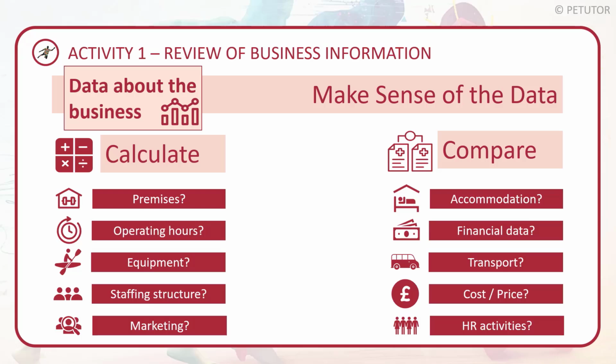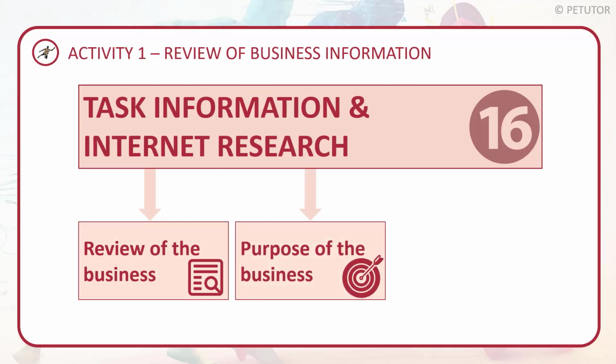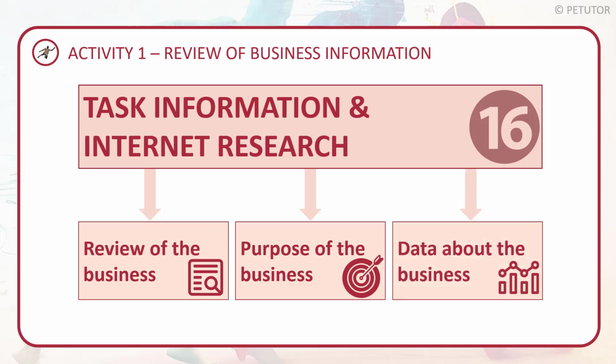Now, once they've done that, and just a reminder, in order to get into those top bands on the mark scheme, they need to be looking not just at the case study business, but at the rival business. Now, if they've already done some comparisons, the second title would be purpose of the business, and the third title is data about the business.